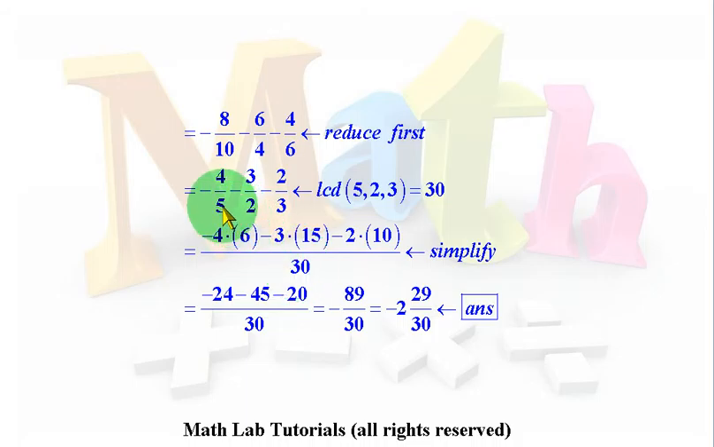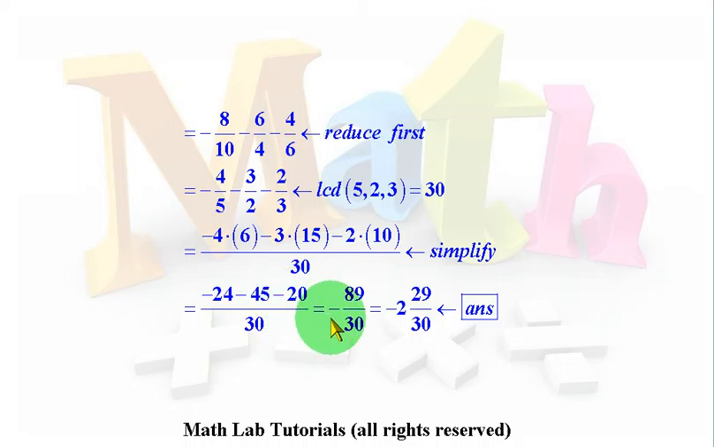Now 30 divided by 5 is 6, fill in the bin. 30 divided by 2 is 15, fill in the bin. 30 divided by 3 is 10, fill in the bin. And as usual, we're going to get basically an integer string in the numerator. There, we know how to simplify. We've done enough of these now. We get a minus 4 dot 6, which is negative 24. Minus 3 dot 15, which is minus 45. Minus 2 dot 10, which is minus 20. They're all negative, so nobody's fighting here.